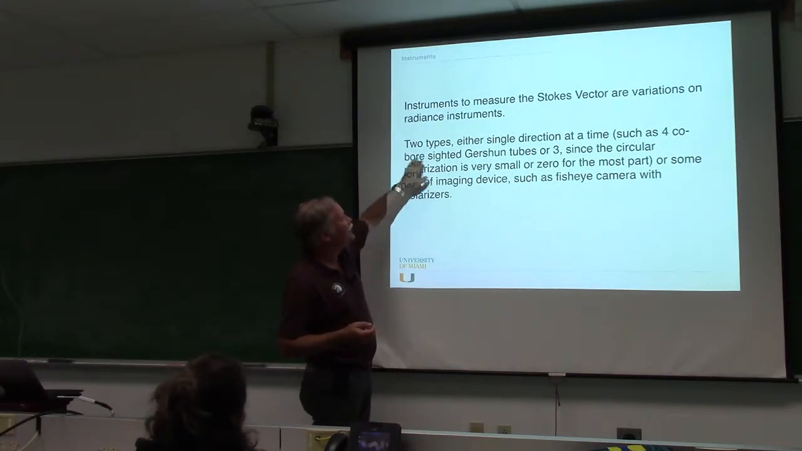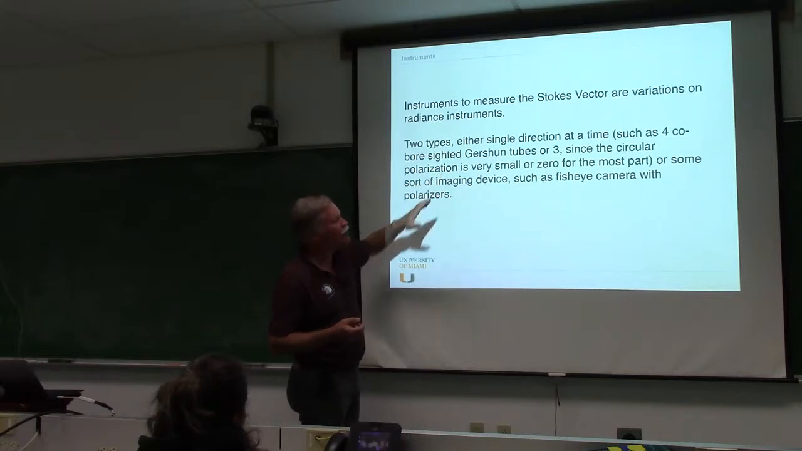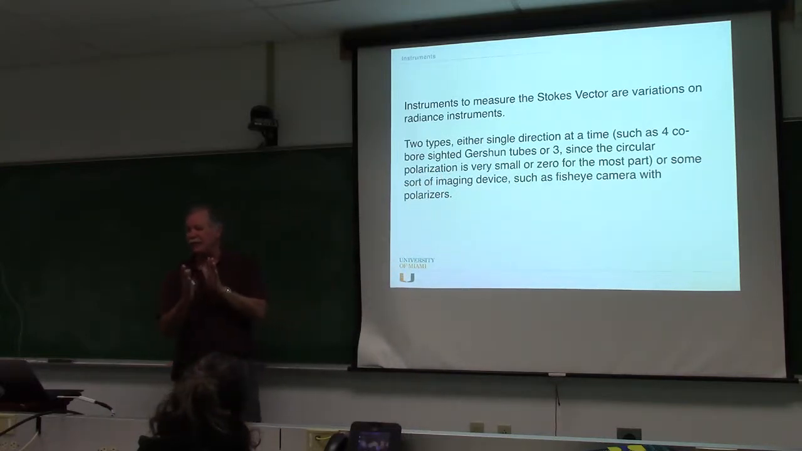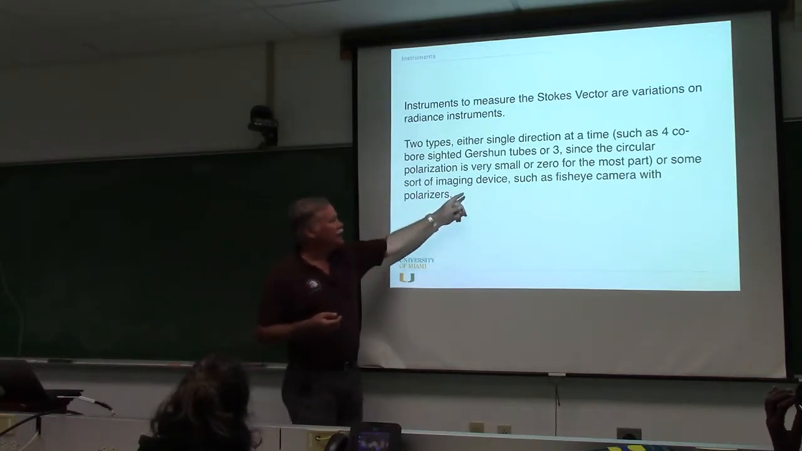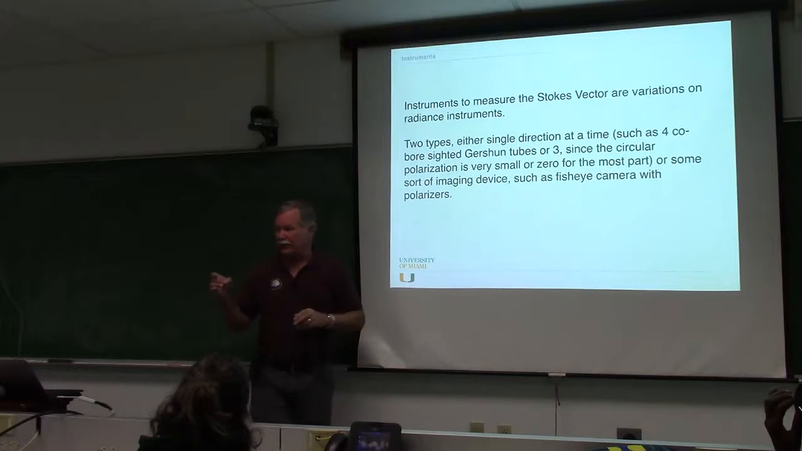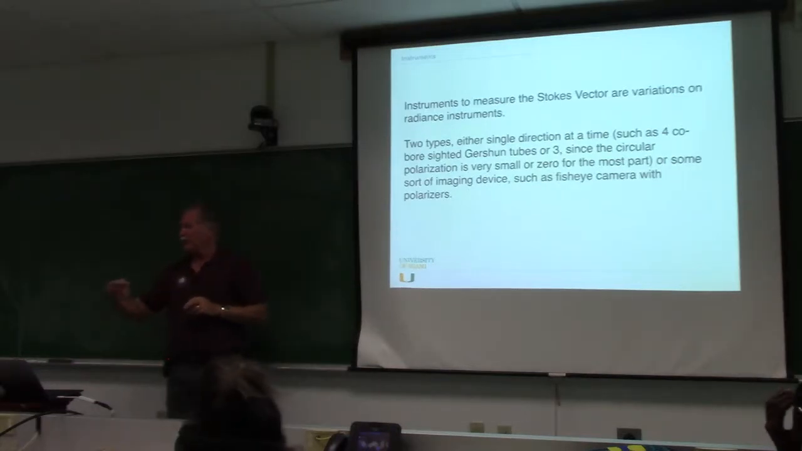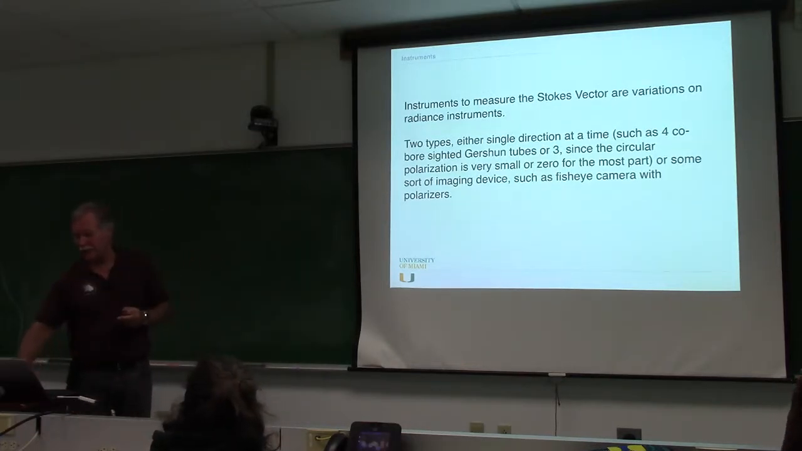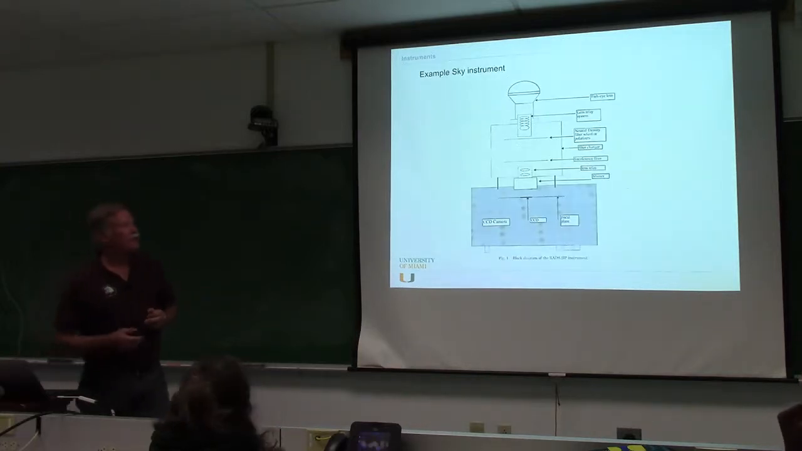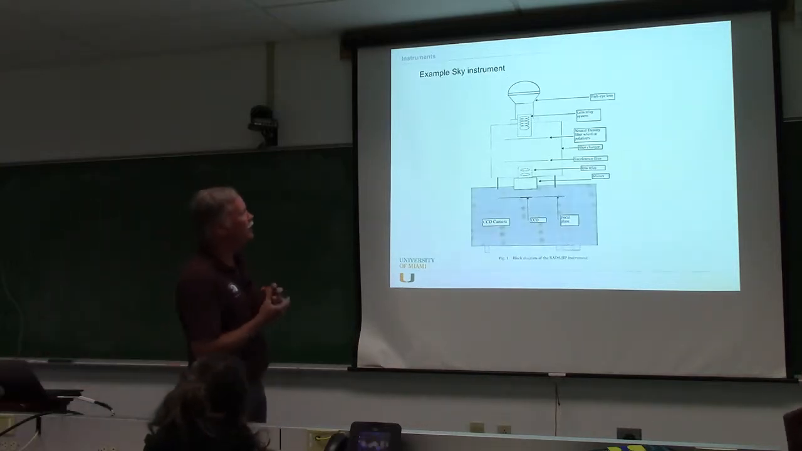So they have 3 different Gershon tube radiometers with these different polarizations, and you can combine them to get the Stokes vectors. Or if you have an imaging device like a fisheye camera, you put polarizers in those, and you can get the same. You need 3 images with the fisheye, or 3 different fisheyes with different polarizers to get the linear polarization state. So here's an example sky instrument.